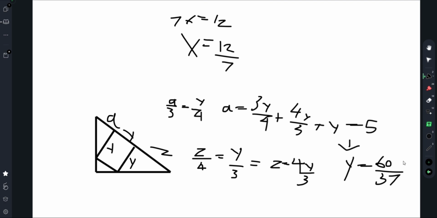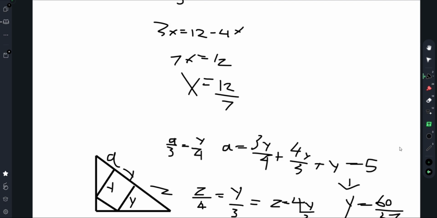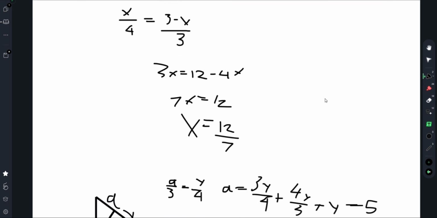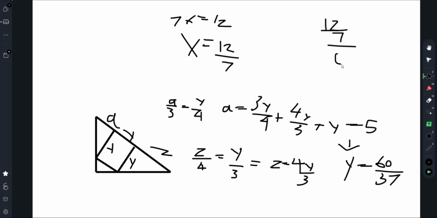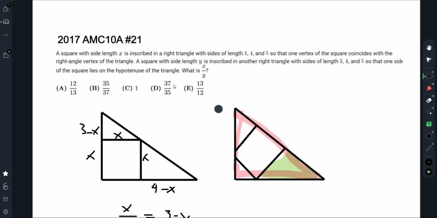Okay, so that's cool. Since we know both of these lines, what's x over y? 12 over 7 over 60 over 37. That gives us 37 over 35. And that is one of our answers. Thank you.